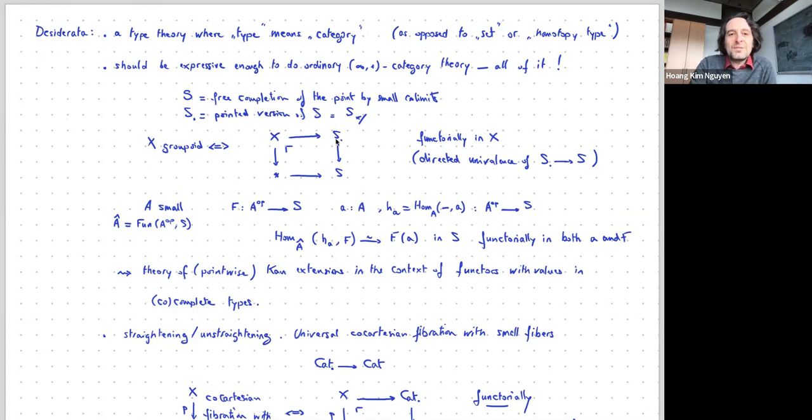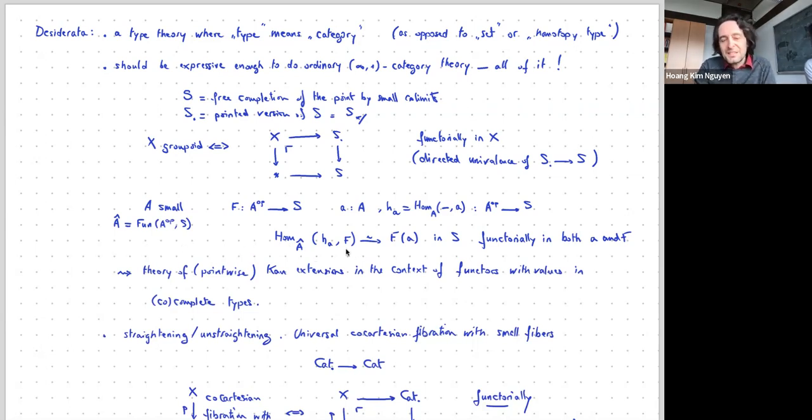And we would like that for getting the base point from S dot, so the pointed version, the coslice of this free completion of the point should be a fibration, and this fibration should classify groupoids, where groupoids should be types in which all edges are invertible, which should also be something we want to be able to express. And this correspondence should be functorial, and not only for isomorphisms, but also for non-invertible maps. And this is what directed univalence should express in some way. So it should be a particular case of what we call straightening. And of course, we want to express all the basic results of category theory.